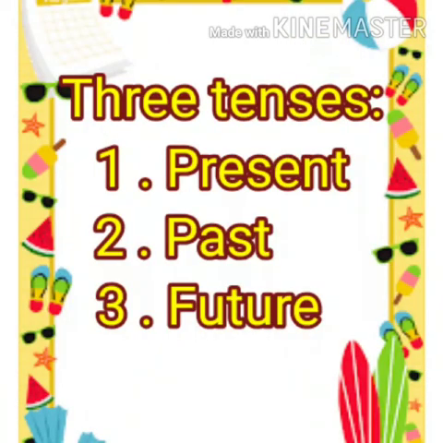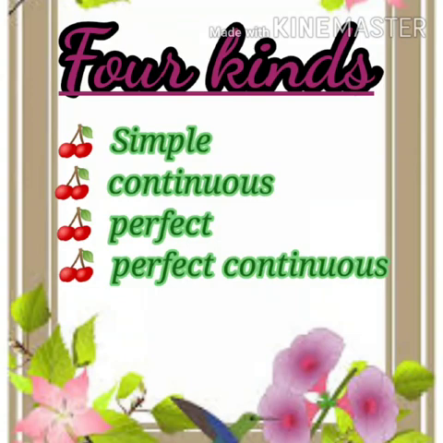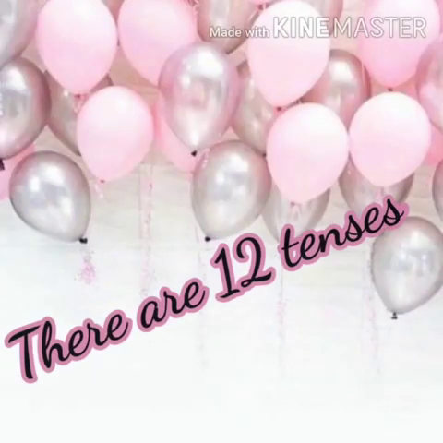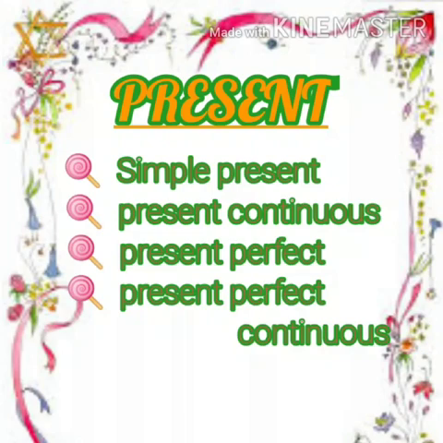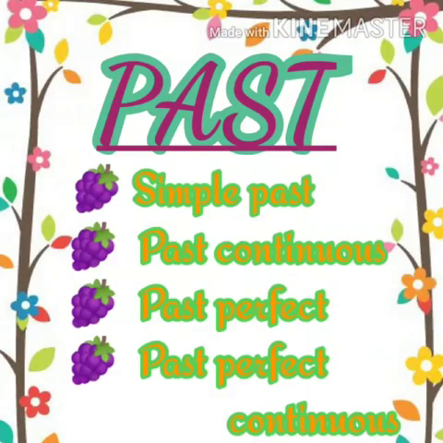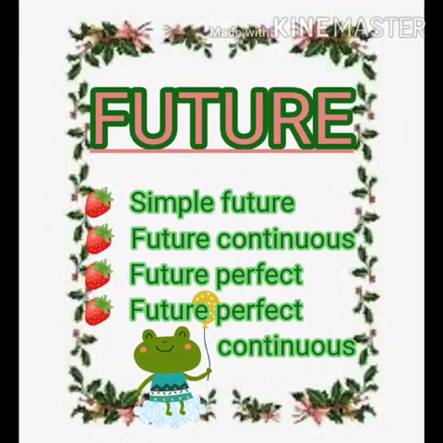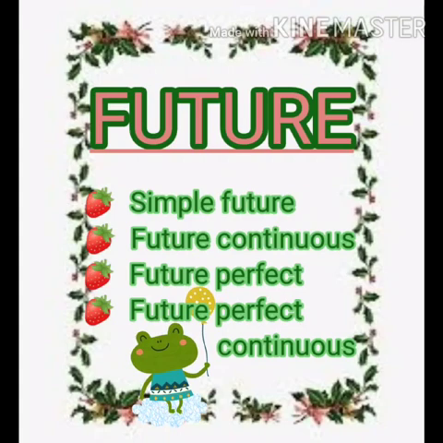There are three tenses, namely present, past and future. Each has four kinds. They are simple, continuous or progressive, perfect and perfect continuous. In this way, on the whole, we have 12 tenses. They are simple present, present continuous, present perfect and present perfect continuous in present tense. And simple past, past continuous, past perfect and past perfect continuous in past tense. The same way in future too: simple future, future continuous, future perfect and future perfect continuous.